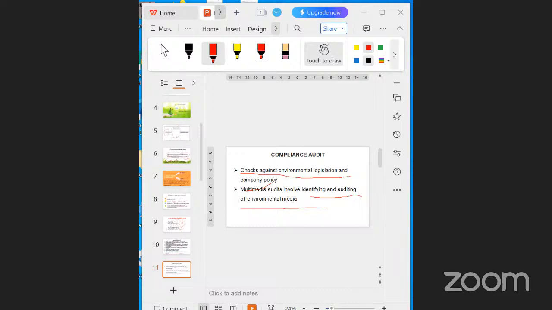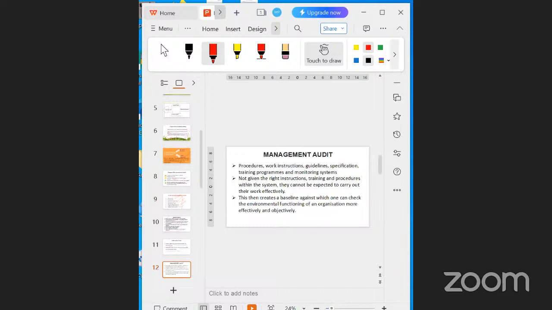And programmatic audits, which may also be called thematic or media specific, are limited in scope to specific areas such as air. Now we are going to management audit. These are audits which are specifically designed to check and evaluate the effectiveness of the environmental management system.